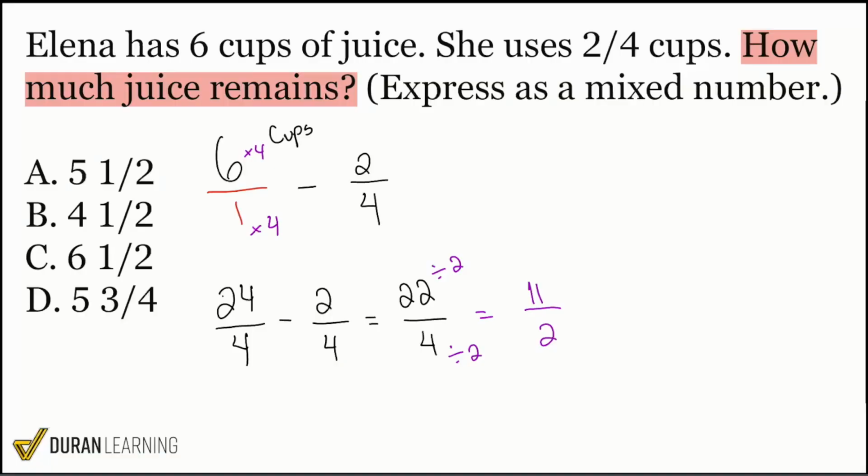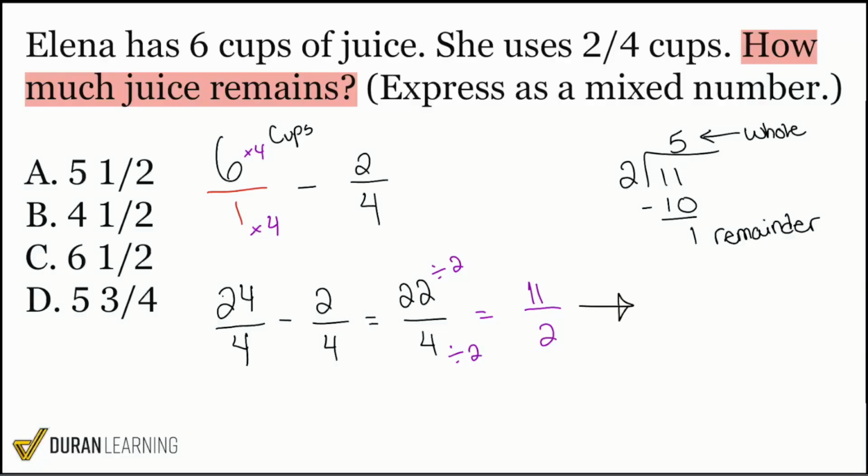Let me show you what I mean. 2 goes into 11. Let's see how many times. Well, 2 can go into 10 5 times, and that's as far as it goes. So 5 is my whole number. Then 2 times 5 is 10, so we subtract that and get 1 left over, 1 as the remainder. So the 5 is the whole number, 1 remains up top, and we keep that denominator 2. 5 and 1/2 is our answer. It's possible that you may have gotten 5 and 2/4, and we just need to remember to simplify it to get the correct answer, A.